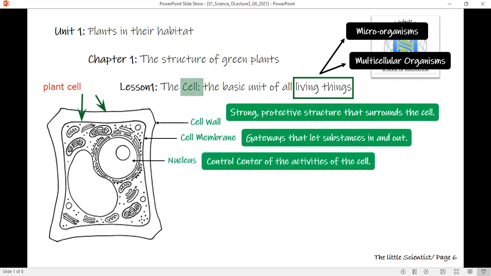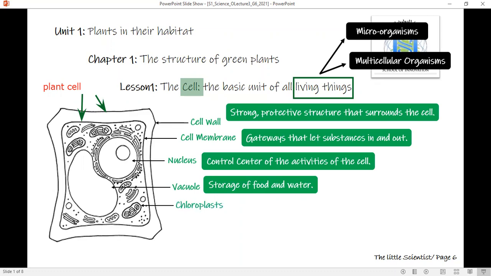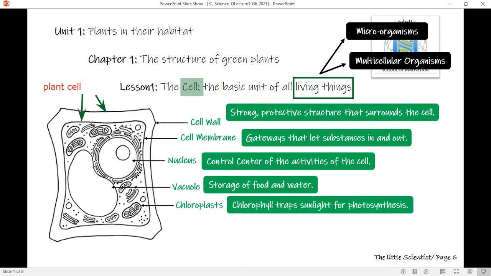Here is the nucleus, which is the control center that controls the activities in the cell. This is the vacuole, which is the container that stores food and water for the cell. As you can see, there are discs of chlorophyll in this organelle. So these are the chloroplasts. Chloroplasts help the plant to catch sunlight energy. This sunlight will be used for the food making process happening in plants. The food making process is called photosynthesis.